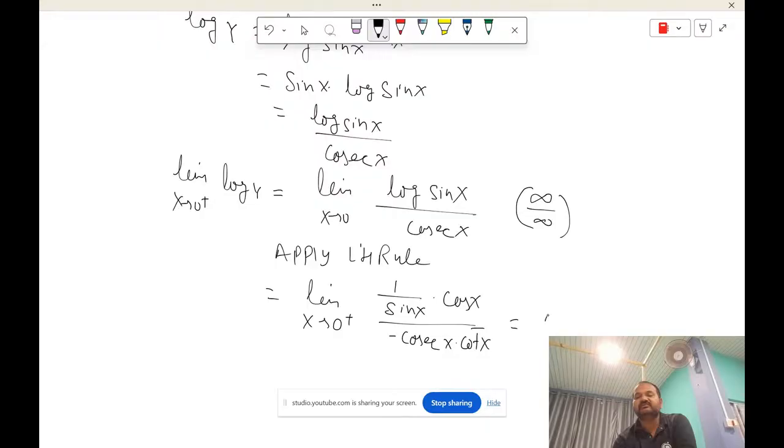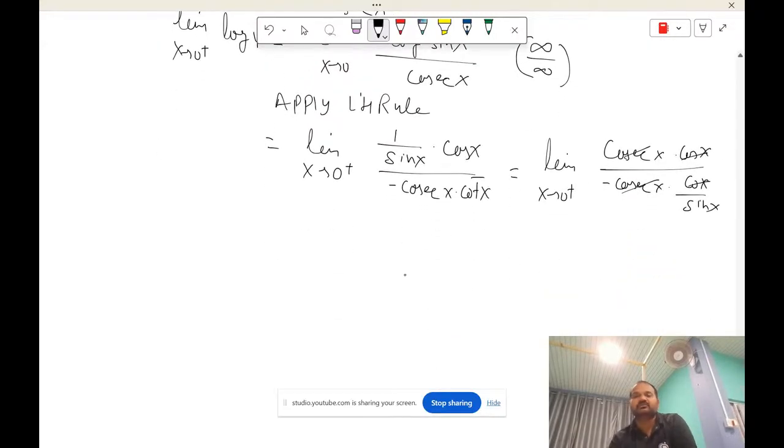So we will simplify the term, limit x tends to 0 plus. 1 by sin x is cosec x, so this will get cancelled: cosec x into cos x divided by minus cosec x into cot x, and cot x can be written as cos x by sin x. This will get cancelled and cos x will get cancelled. So the term comes in the form of limit x tends to 0 plus, and sin x comes upside. So sin 0, its value will be 0.